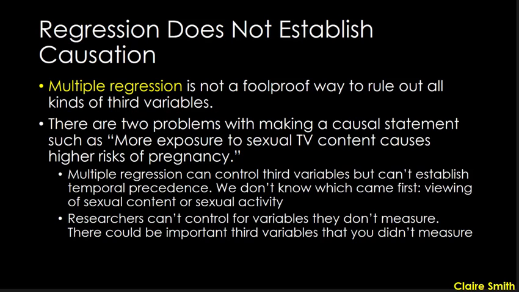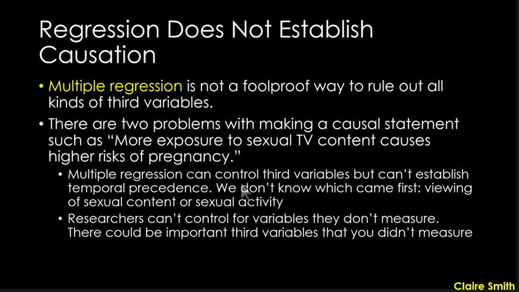The multiple regressions, what we've been talking about, is not a foolproof way to rule out all kinds of third variables. We can control for as many third variables as we include. So in that last table that I showed you, all those different things have been controlled for. But there are things that the researchers might not have even thought to ask about that could also potentially be third variables, right? So there's no foolproof way, if you're doing a correlational study, to get rid of any potential third variables, because you can't control for variables you don't measure.